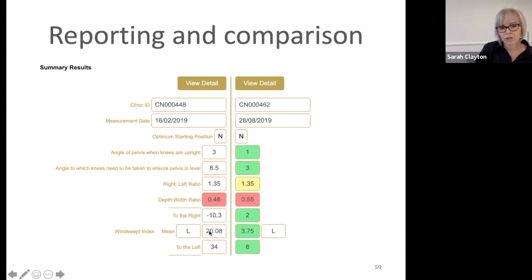Here we're looking at a 20.08 degree windswept index to the left, negative minus 10.3. Remember, everything is shifted across that midline. Whereas here, 6 months later, we have crossed that midline again. So we're restoring that symmetry of movement. We're starting to see restoration in terms of structure, and we've got more work to do.